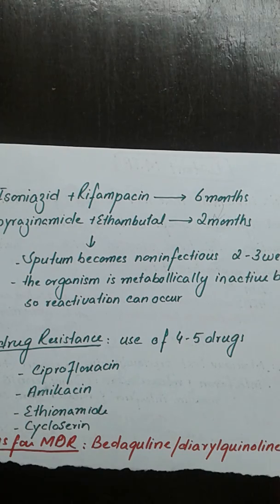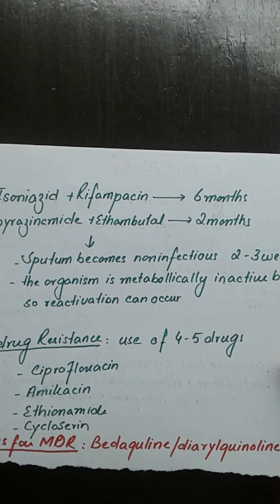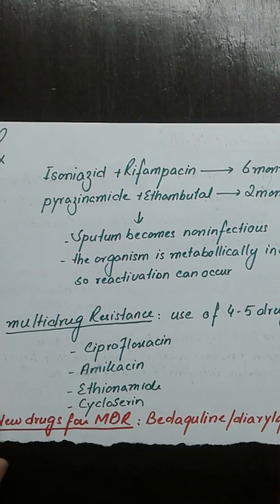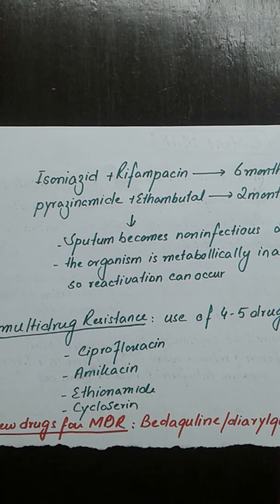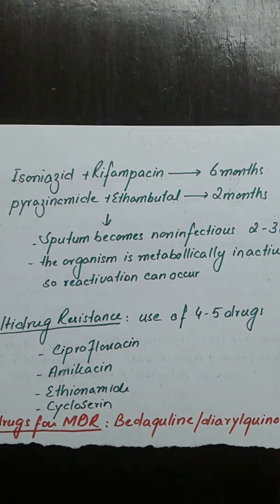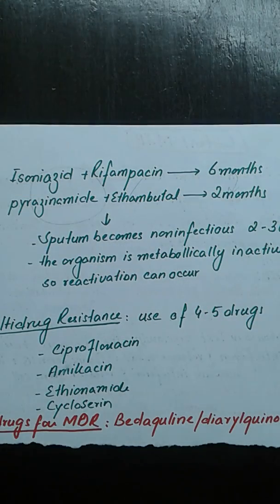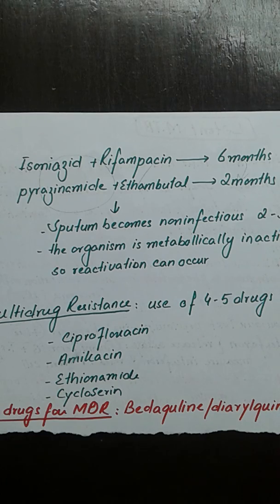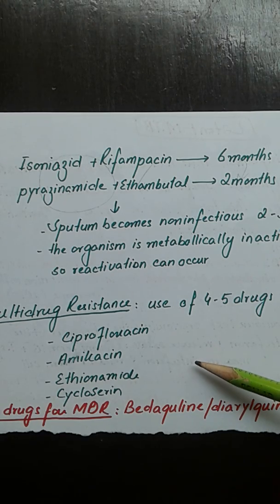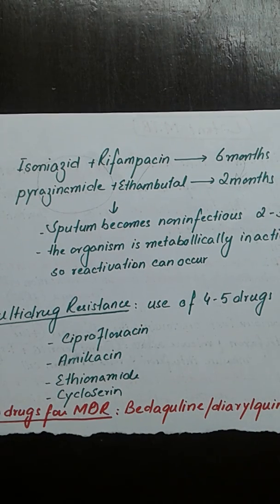If you're immunocompromised, due to certain cell-mediated responses that are suppressed because of certain drugs like steroids, this TB can always be reactivated. Now, in multi-drug resistance, what do we start? We use 4 to 5 drugs. Along with this, if some of the organisms are resistant to it, apart from that, we start with the rest of the drugs. And in addition to ciprofloxacin, we give amikacin, ethionamide, and cycloserine.